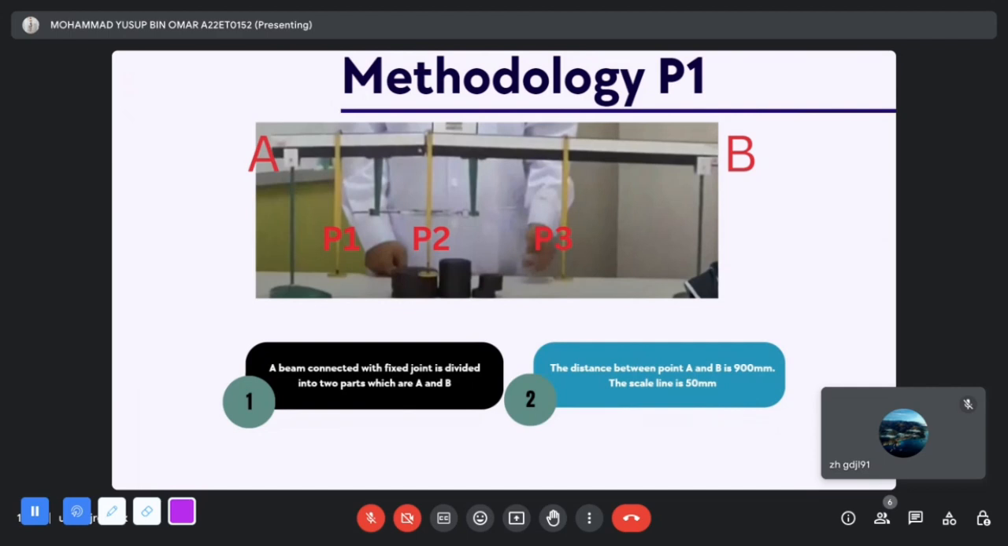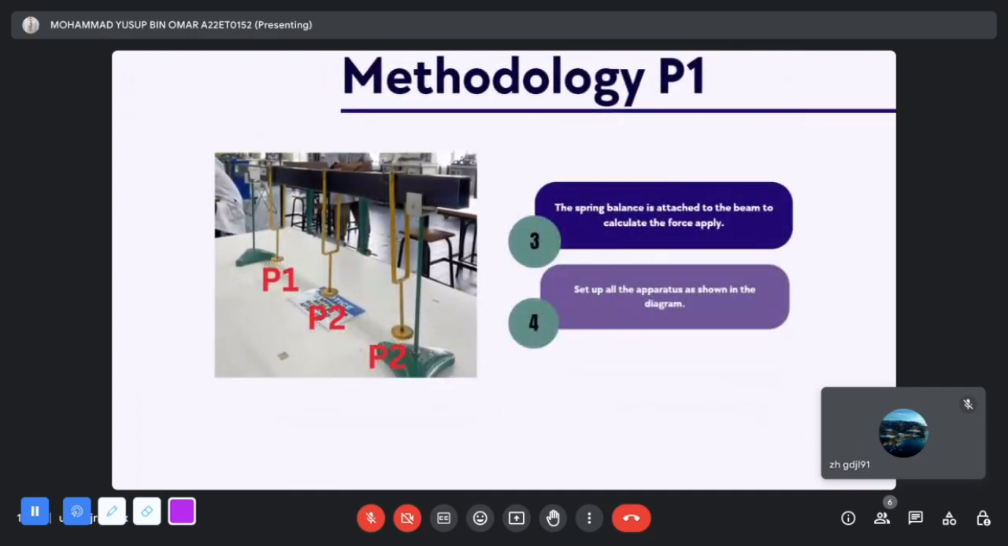Okay, let me explain the methodology. This is part one. First, we need to have a set of beam. The beam is connected with a fixed joint and divided into two parts, which are A and B. The second is that the distance between point A and point B is 900 millimeter, and every scale line is 50 millimeter.